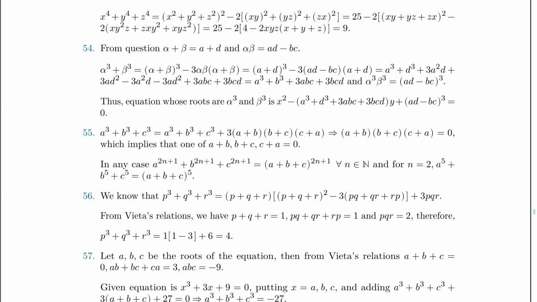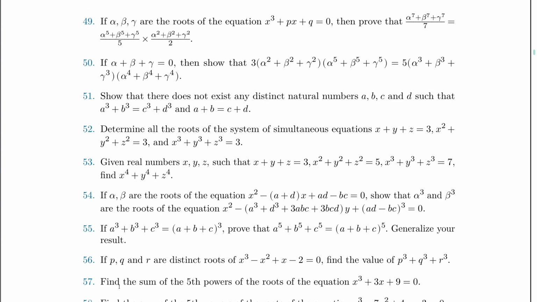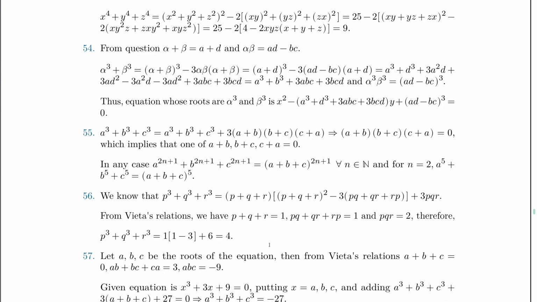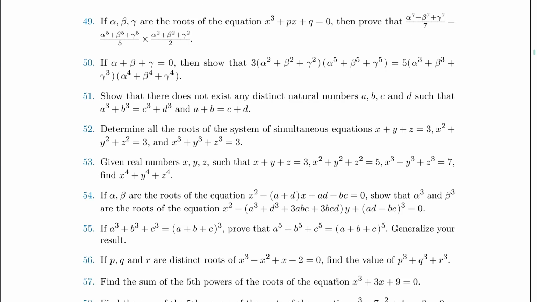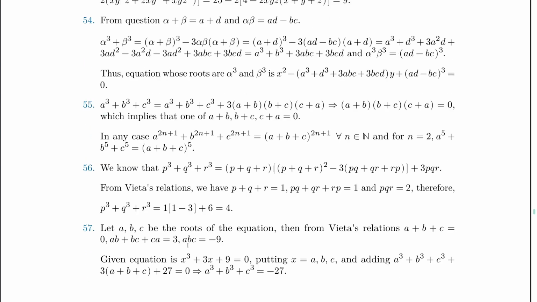Okay. Question 57 says that find the sum of the fifth powers of the roots of the equation x cube plus 3x plus 9 is equal to 0. So we let a, b, c be the roots of the equation. So from Vieta's relationship, we have a plus b plus c is equal to 0, because in this equation, the coefficient of x square is 0. ab plus bc plus ca is equal to 3, and abc is equal to minus 9.